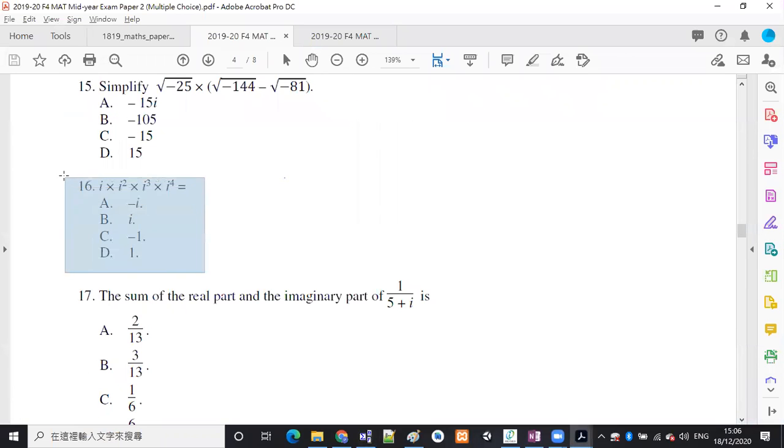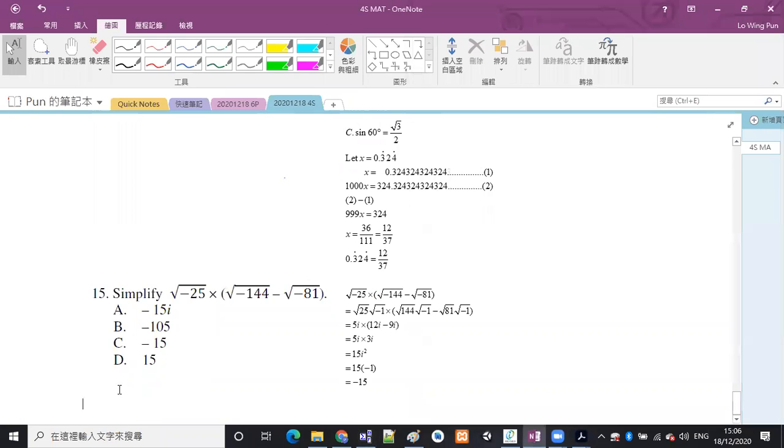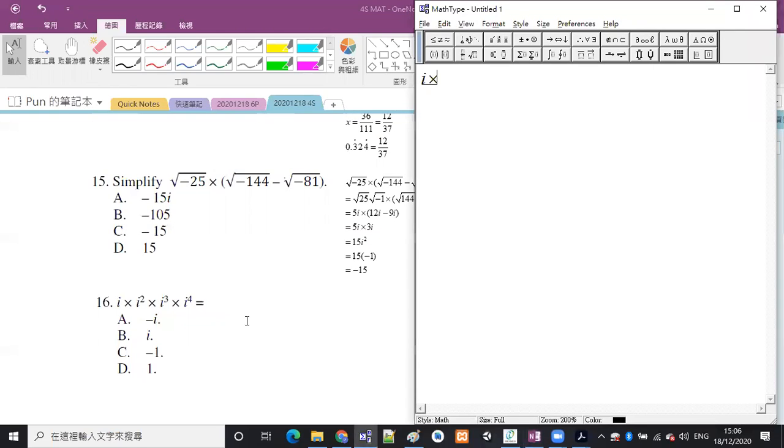Next, number 16. i times i squared times i cubed times i to the 4. Remember, i has a pattern. It is repeating and repeating again and again. i is i. i squared is -1. i cubed is -i. i to the 4 is 1. Just remember the repeating pattern.